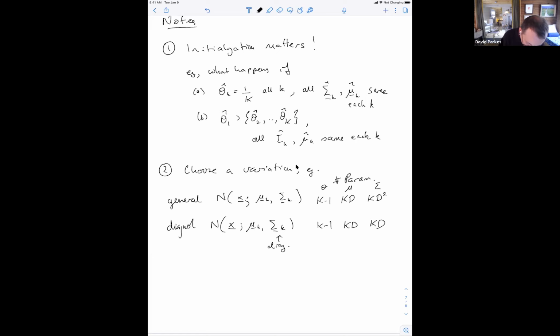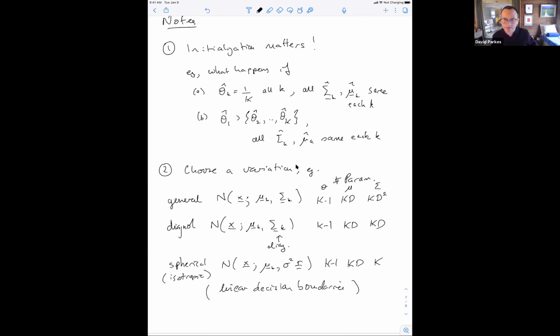Or you can say, no, you know what? I want them to be spherical, also sometimes called isotropic. What is that? I'm going to insist that my covariance matrix is just an identity matrix multiplied by a variance equal to sigma squared. And this is k minus 1, kd, plus 1. Actually, k, 1 per component. It's okay. And one thing I want to point out here is that in this case, you get linear decision boundaries. In the other cases, you don't get linear decision boundaries.